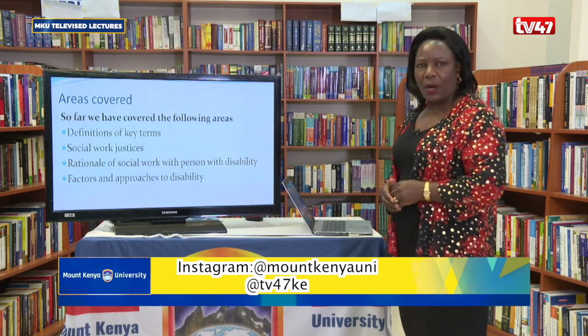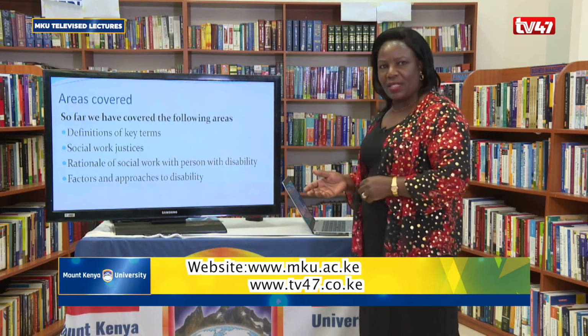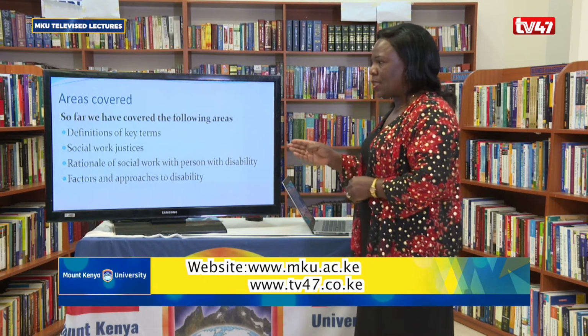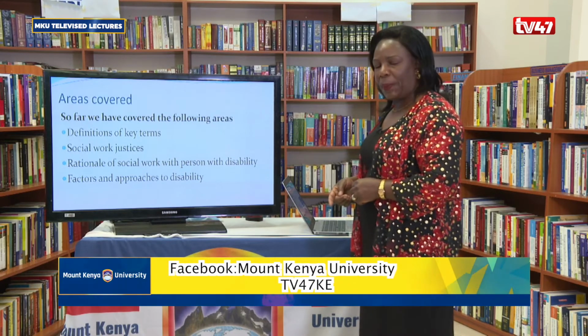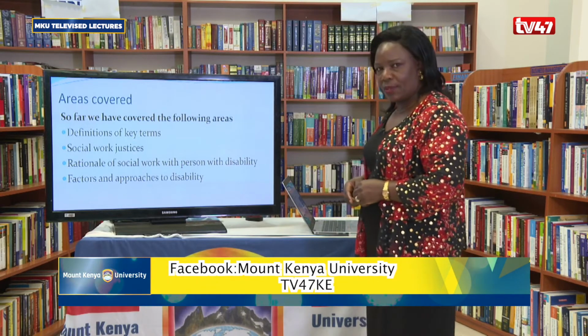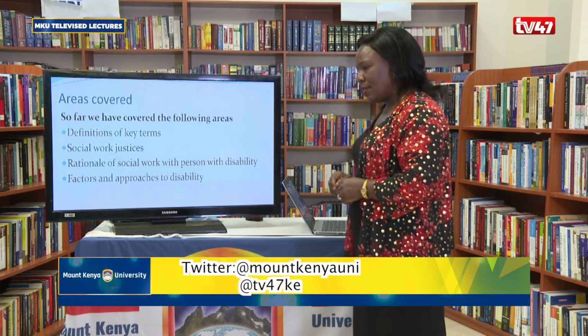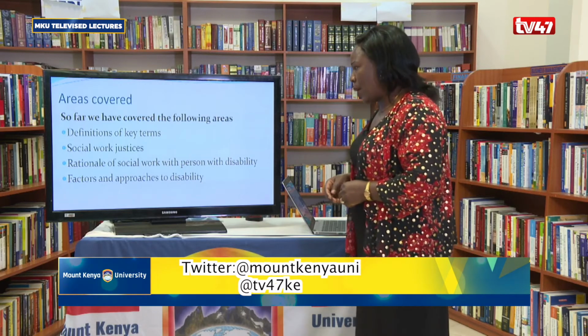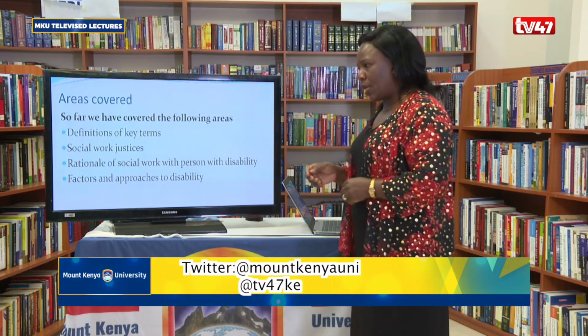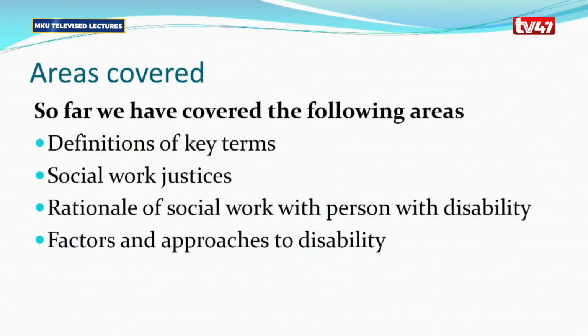What have we covered so far? We've been able to cover quite a ground as far as this unit is concerned. It's a very interesting unit, and I'm sure for those of you who have interacted in this unit, you've been able to appreciate the definitions of key terms. Social work justice. What is it when we talk about social work justice? When we talk about the rationale of social work with persons with disability, what are we talking about? When we are talking about factors and approaches to disability, what are we talking about? So these are things that we've been able to cover. I know you have the lecture notes in your e-learning portal. Kindly continue to interact with them.